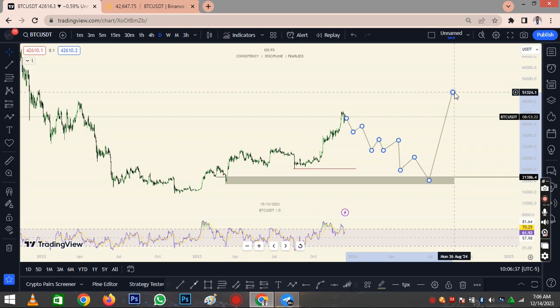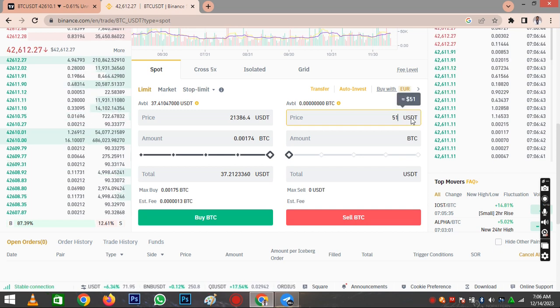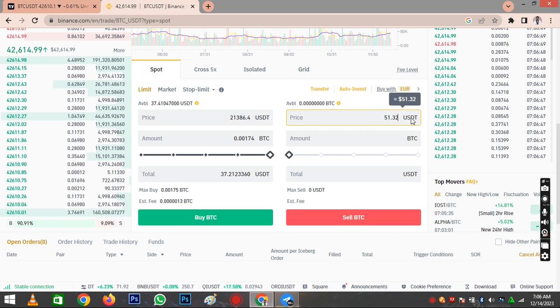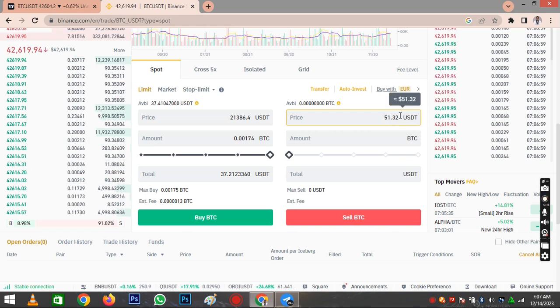51,324.1. Okay, so this is the point where we wish to sell off our BTC.